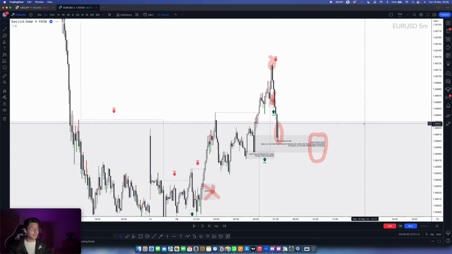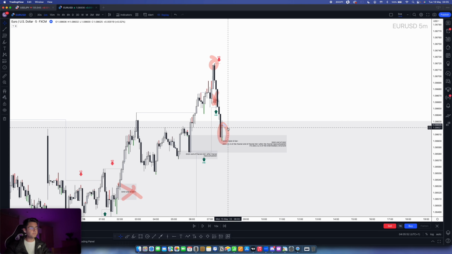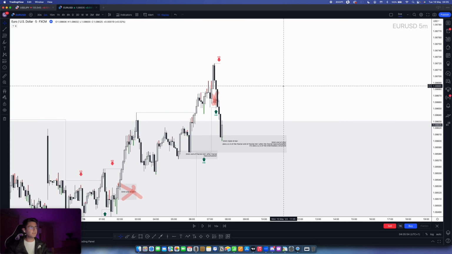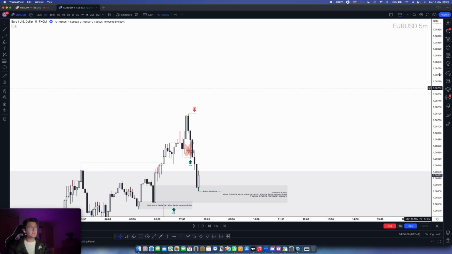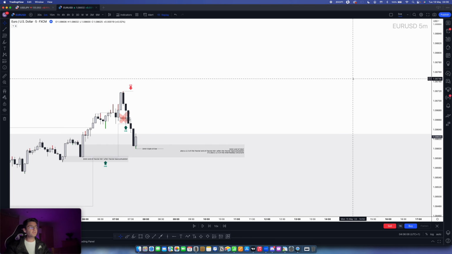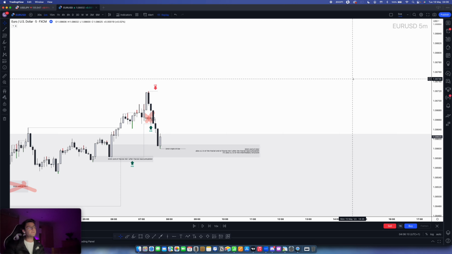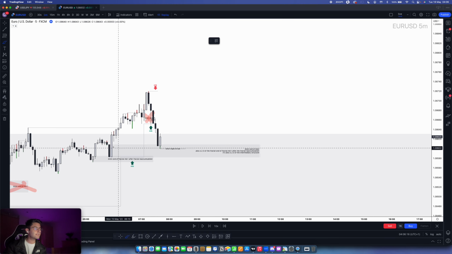S&D 2.0s can act as their own structure, basically, as per webinar 98, 99, and 100, or 99 and 100. 100 for sure, but 99 as well. S&D 2.0s can act as potential areas of reaccumulation, redistribution, and can also act as their own structure. So in this case, the structure here is a S&D 2.0.